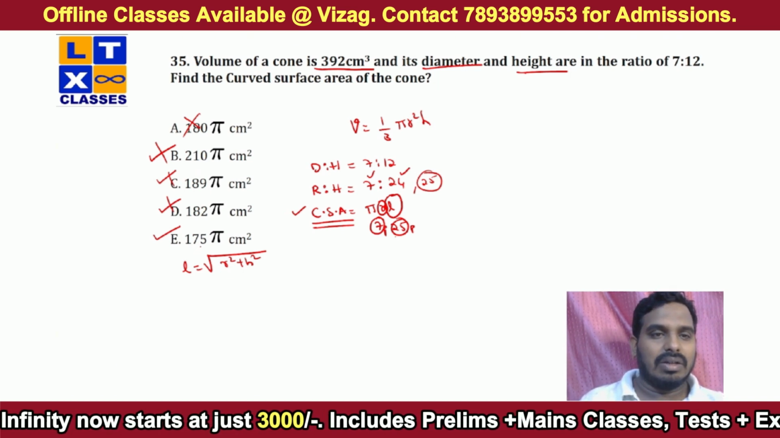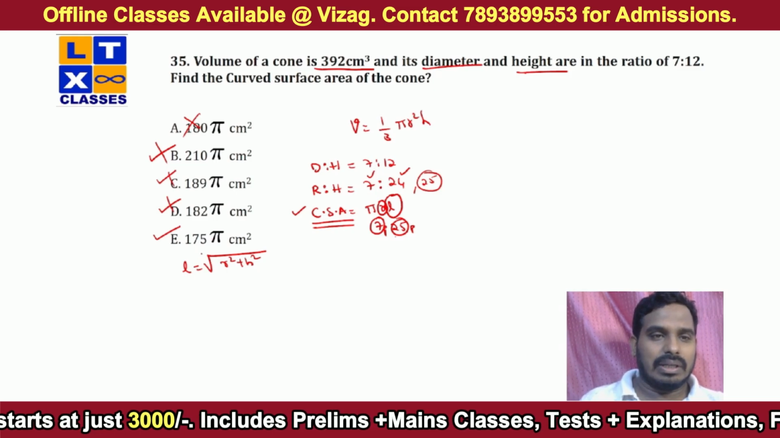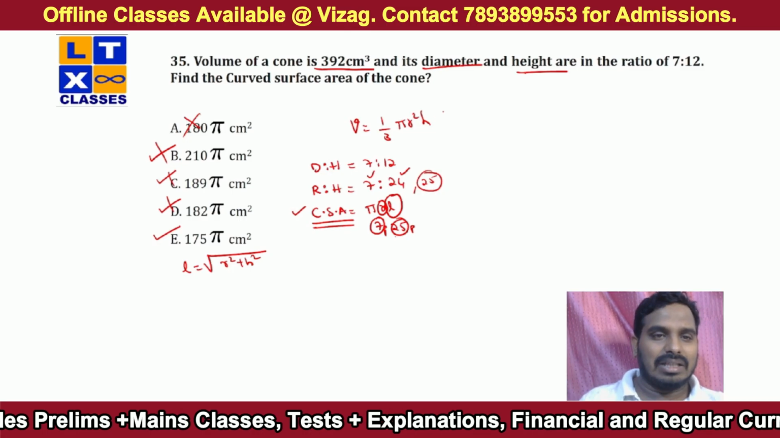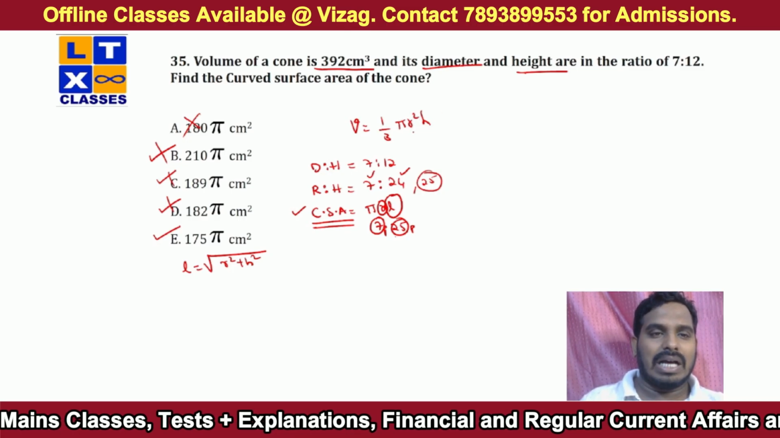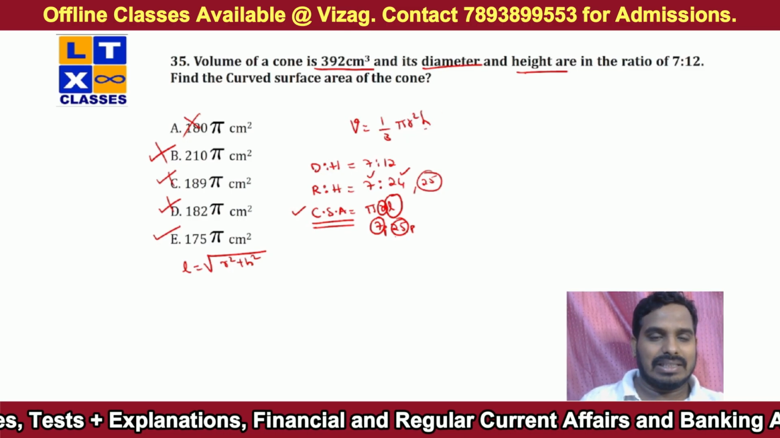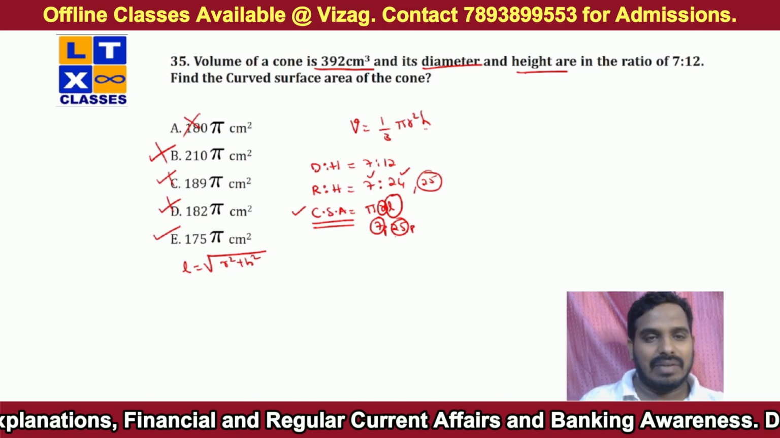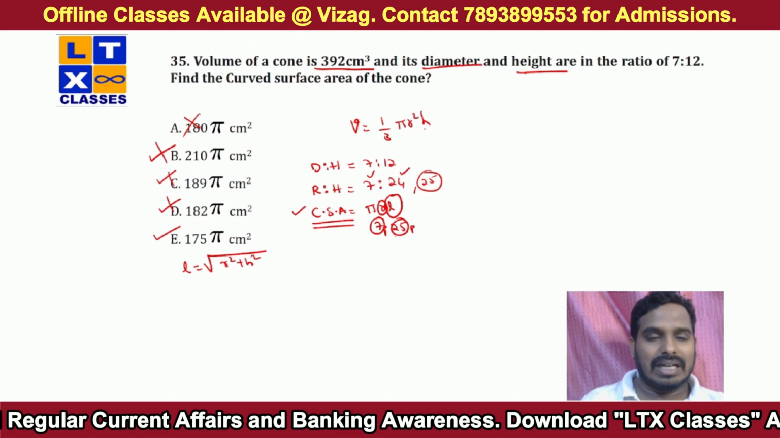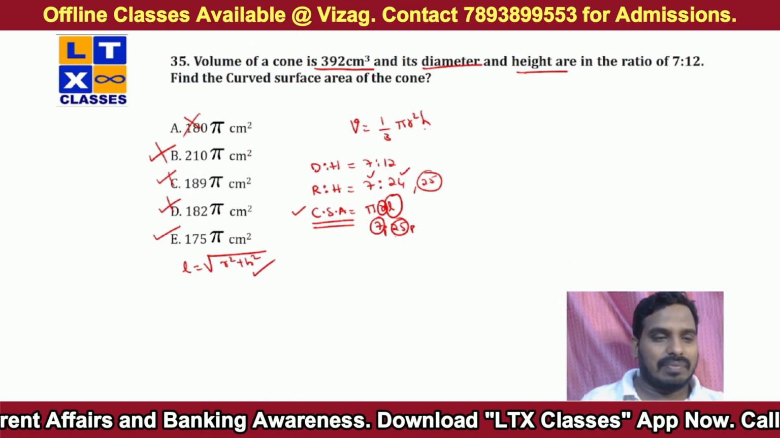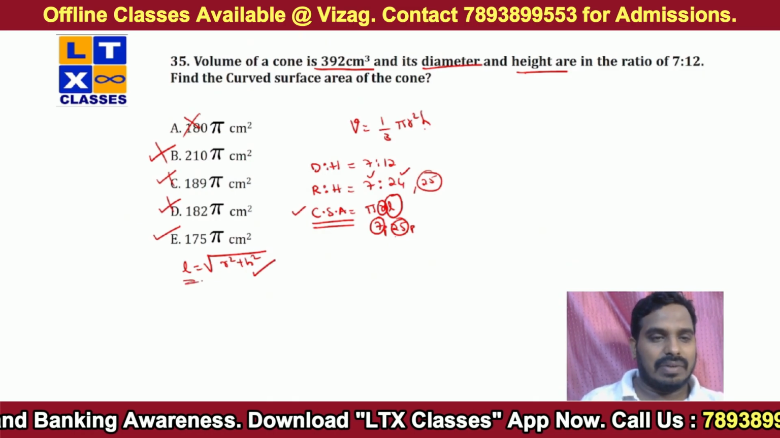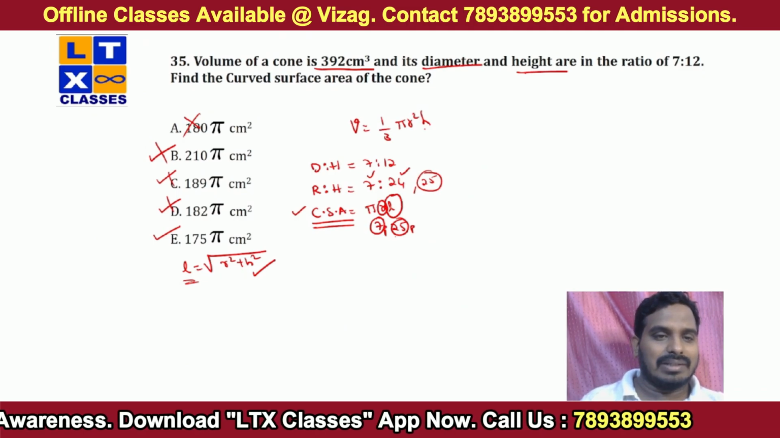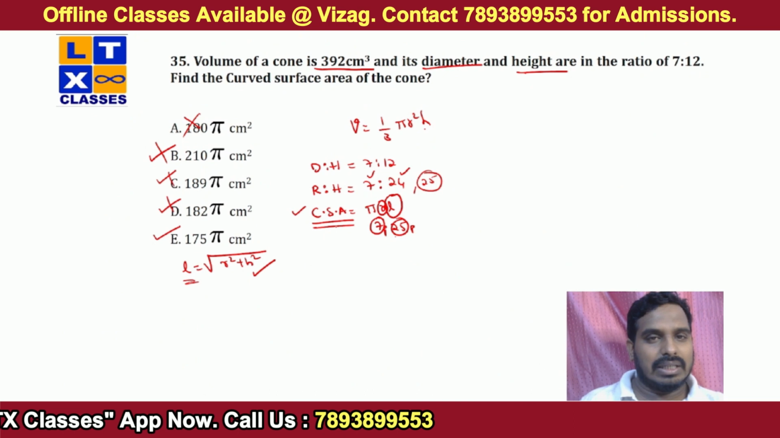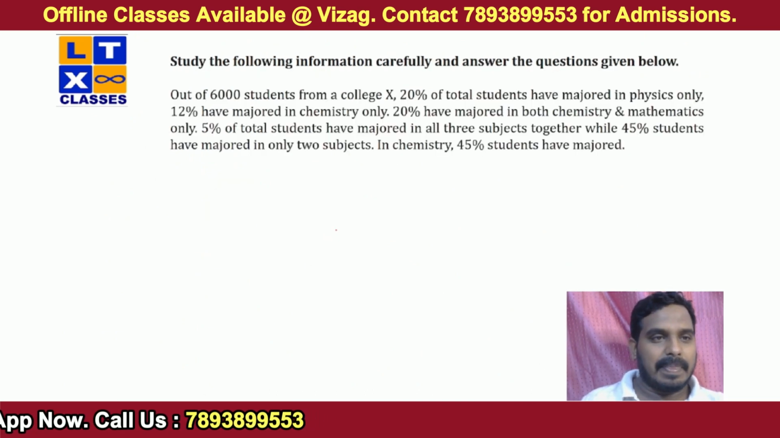175 is my answer. Or if you want to do it in a formula based method, then simply calculate the volume, substitute the value of R as 7x and H as 12x. So you'll find the value of x there, get the value of R, H, and find the value of slant height, which is root of R square plus H square. You'll get the value of L. Now you know the value of radius and slant height, just substitute in the formula pi R L. You'll get the answer.